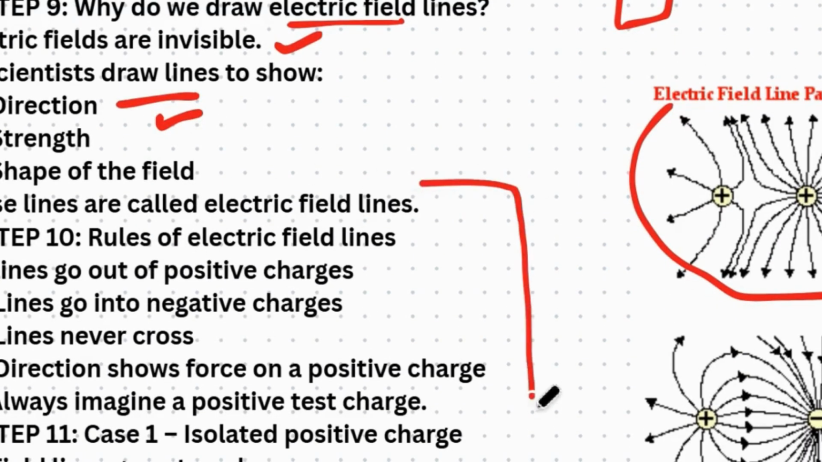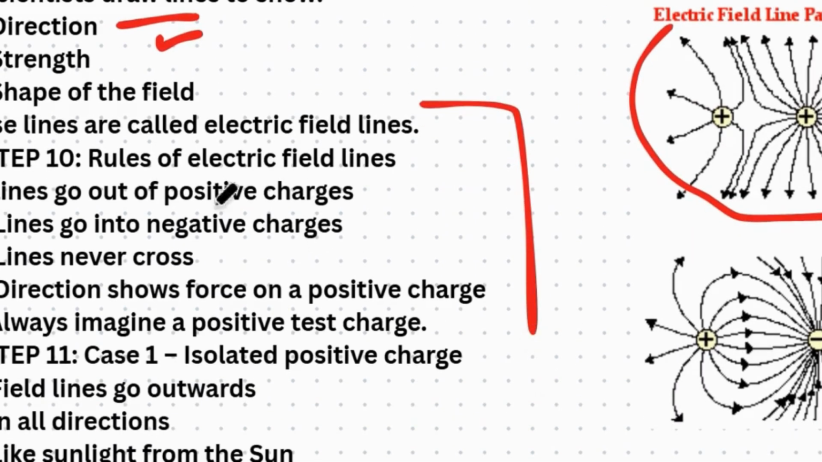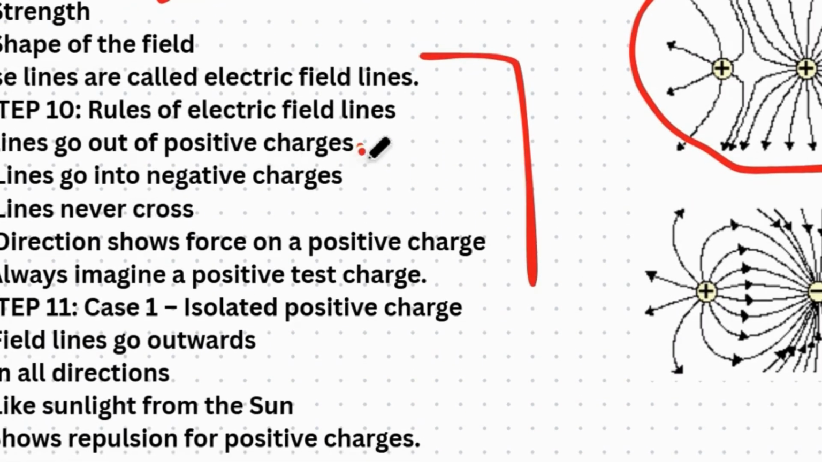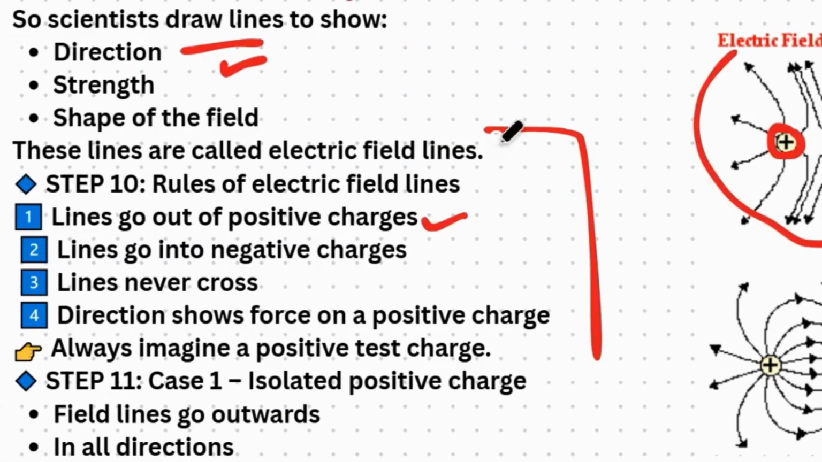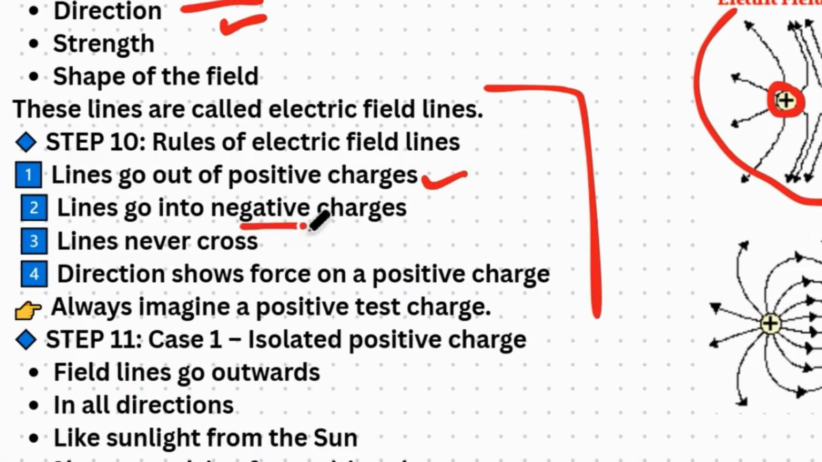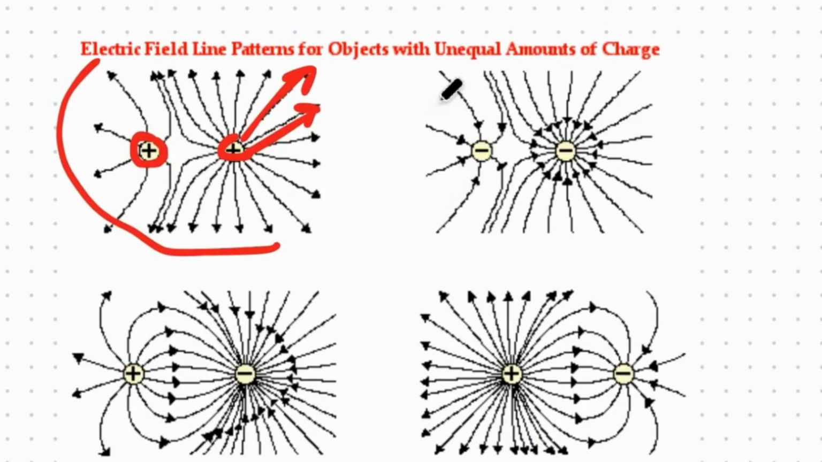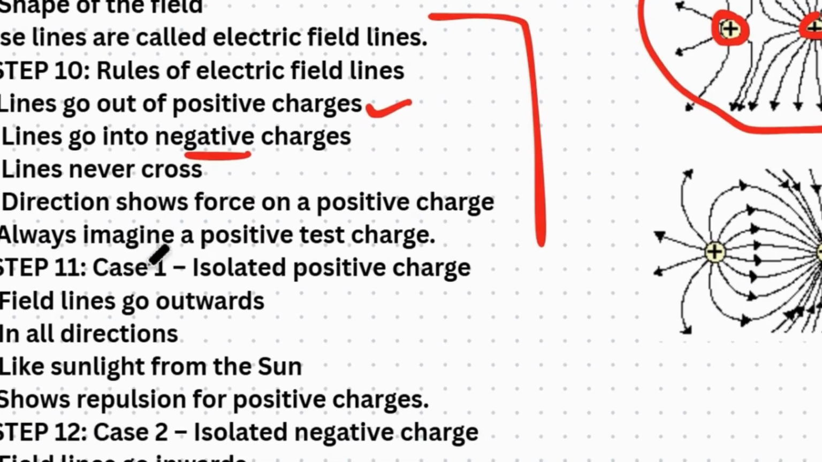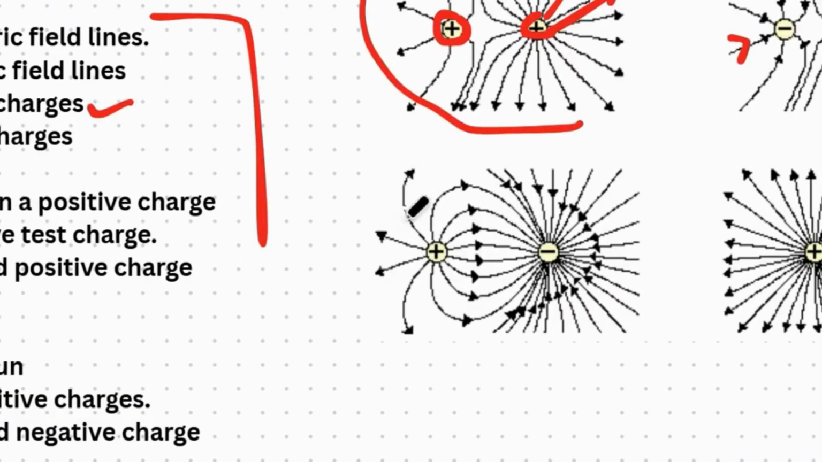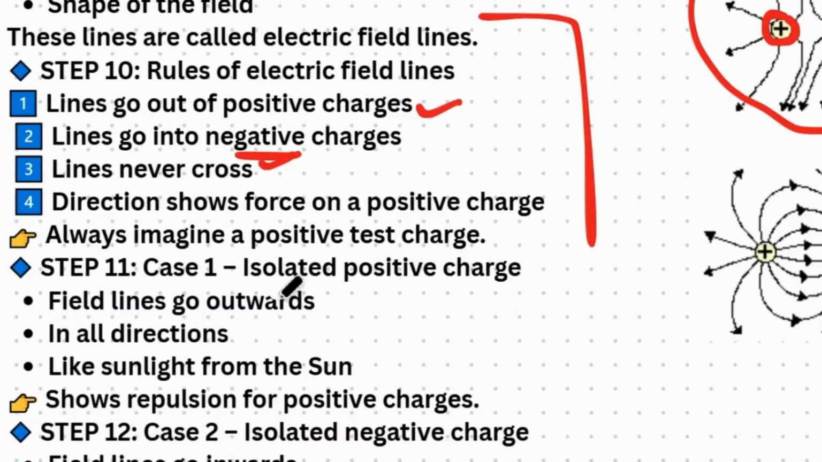For this, you should remember these key rules for electric field lines. The rule for electric field lines is that lines go out of positive charges. See, these are the positive charges, right? The lines go out of these positive charges. This is the key rule. And lines go into negative charges. See, if it's a negative charge, the arrows are inward. So for negative charges, lines go inward, and lines never cross. See, are these lines crossing each other? No. See, they are far apart. This is the second rule to remember.